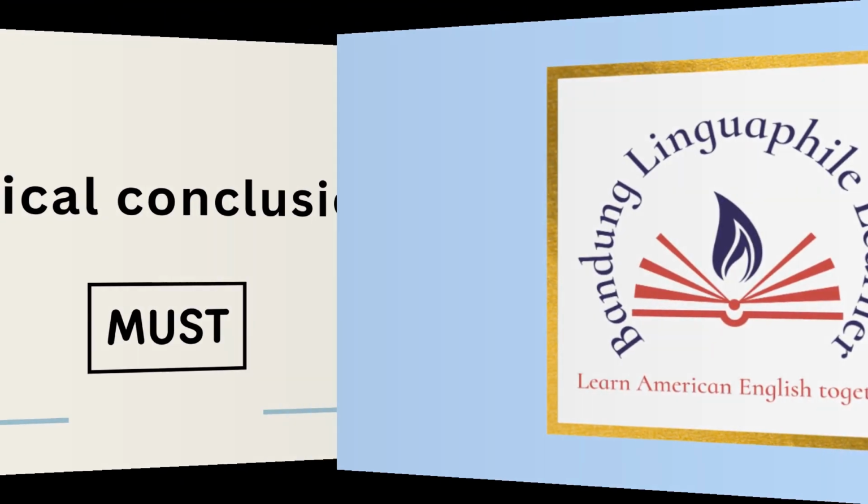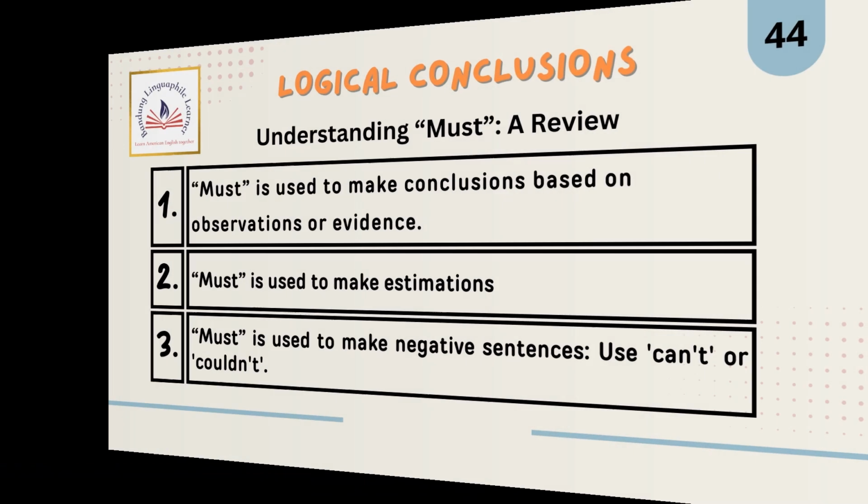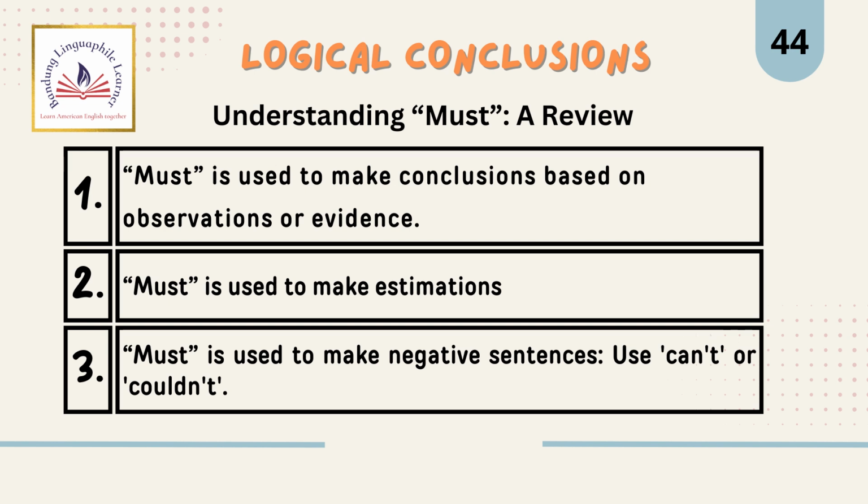Must is used to express logical conclusions. Understanding must. Number one, must is used to make conclusions based on observations or evidence. Number two, must is used to make estimations. Number three, must is used to make negative sentences. We use can't or couldn't.